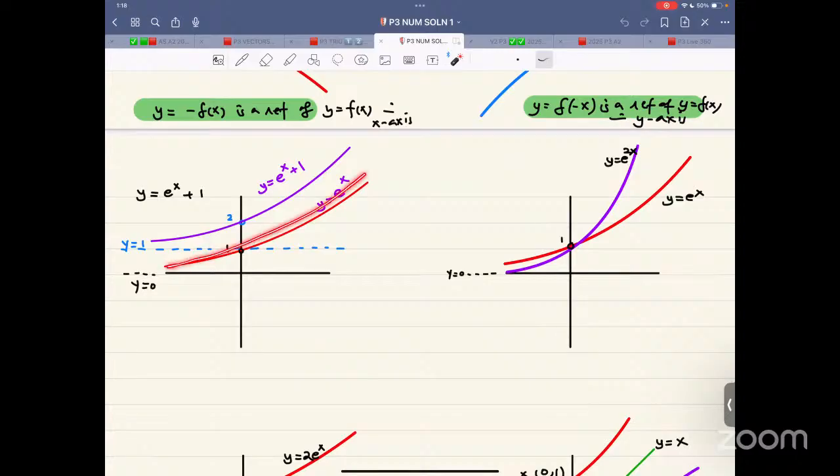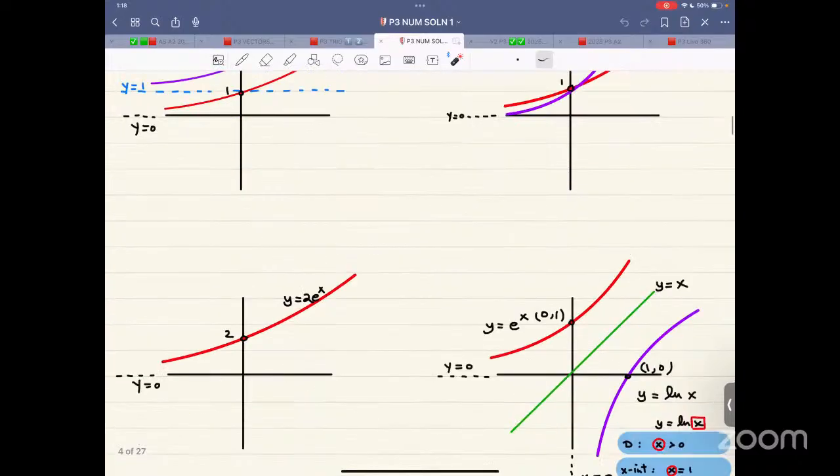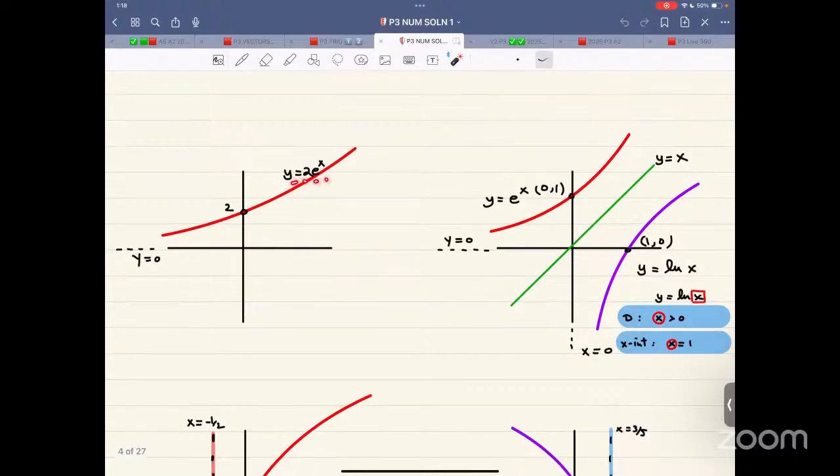Y is equal to e raised to power of x, e raised to power of x plus 1. The asymptotes also go up. Y is equal to e raised to power of x versus e raised to power of 2x. They both pass through the same y-intercept, same asymptote, but this one is steeper. Y is equal to 2e power x. This is passing through the y-intercept 2, but the asymptote is the same.